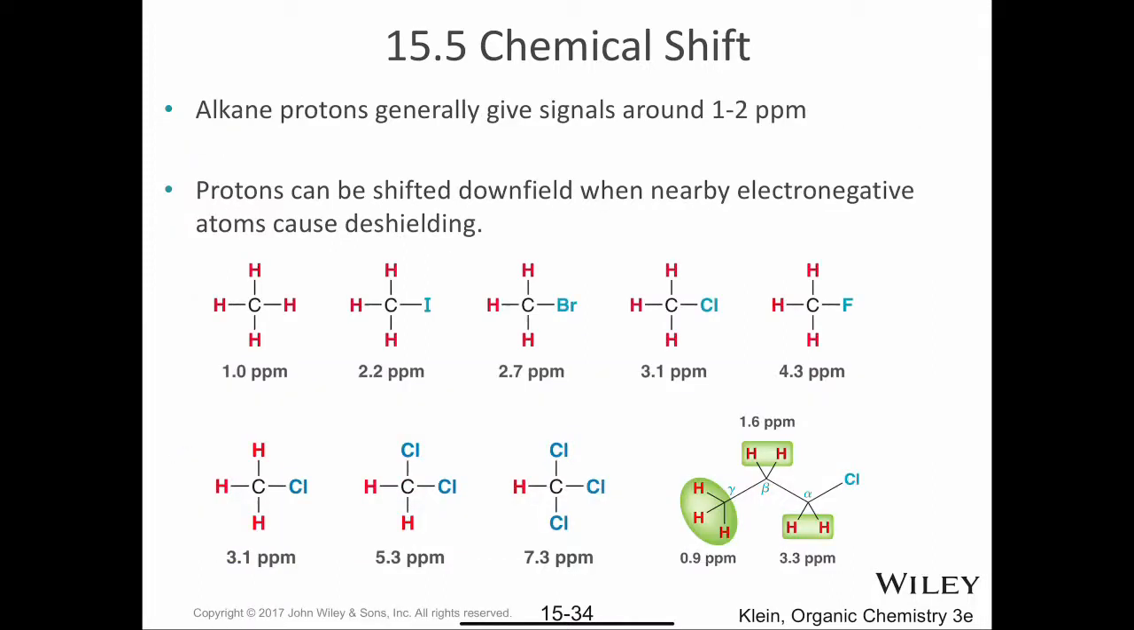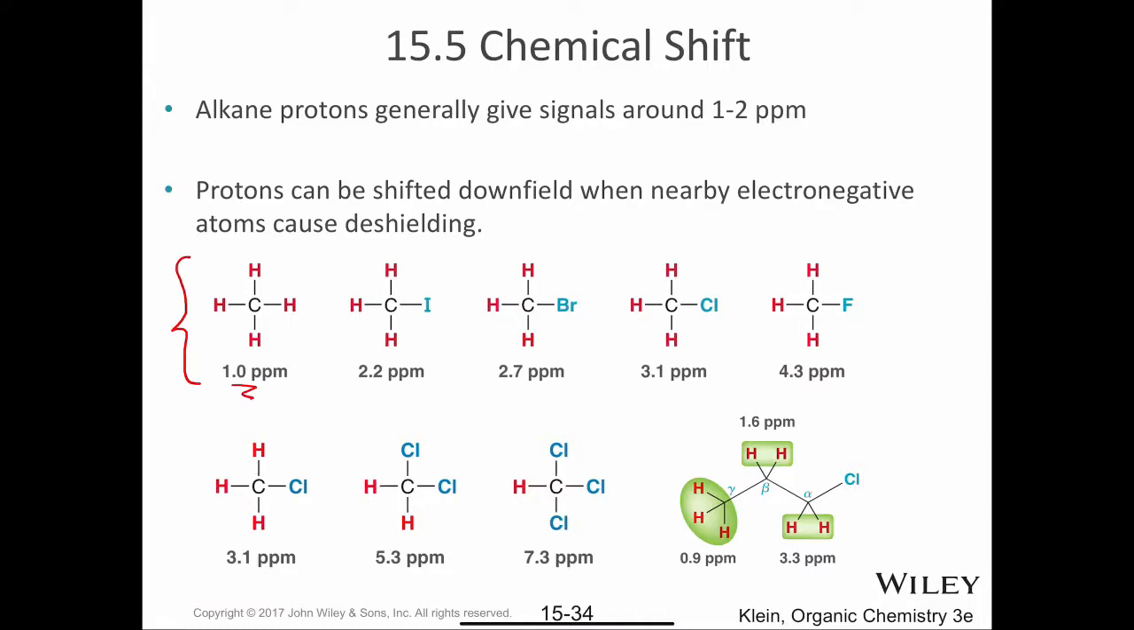Alkane protons generally give signals around 1 to 2 parts per million. So whether it's methane, ethane, propane, butane, and so on, the protons will usually be around 1 to 2 parts per million. The protons in an alkane can be shifted downfield when nearby electronegative atoms cause deshielding. What you see right here is that methane has a chemical shift of 1.0 parts per million. Again, all 4 protons are identical.